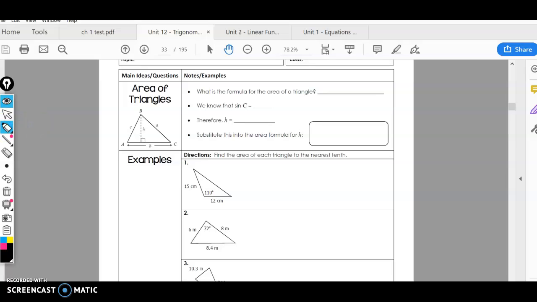Guys, today's video is on the area of triangles. Let's first write the area of a normal triangle that we can find. The area is 1/2 base times height. But what we're going to do is not do base times height.